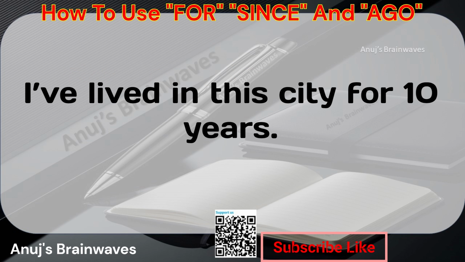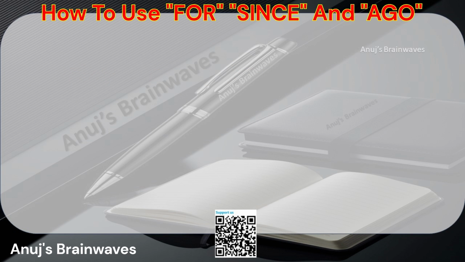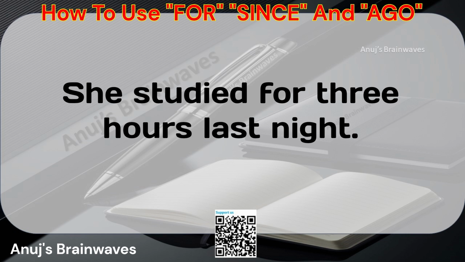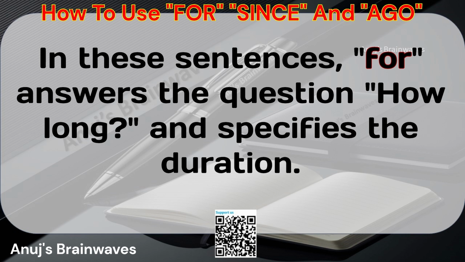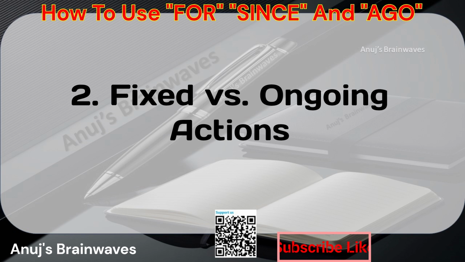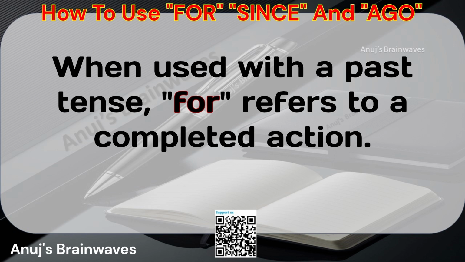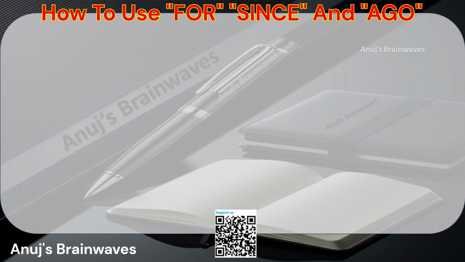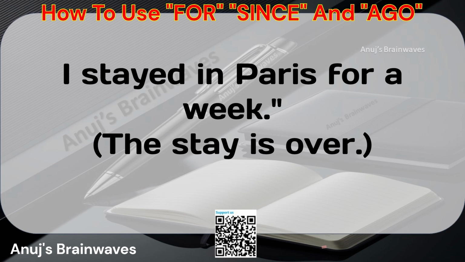Examples. I've lived in this city for 10 years. She studied for 3 hours last night. In these sentences, for answers the question, how long, and specifies the duration. 2. Fixed versus ongoing actions. When used with a past tense, for refers to a completed action. Example. I stayed in Paris for a week.